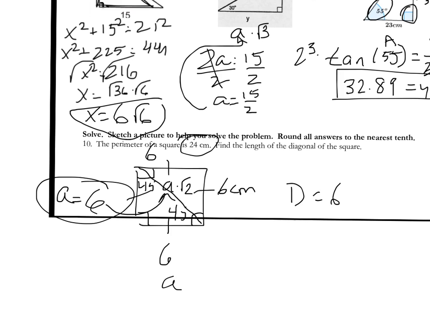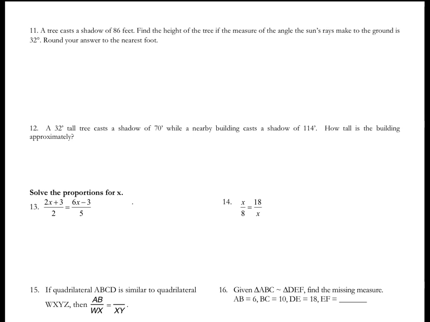So the diagonal equals 6 root 2 centimeters. You could also use the Pythagorean theorem, and you'd still get the same answer. Okay, on to page 2.